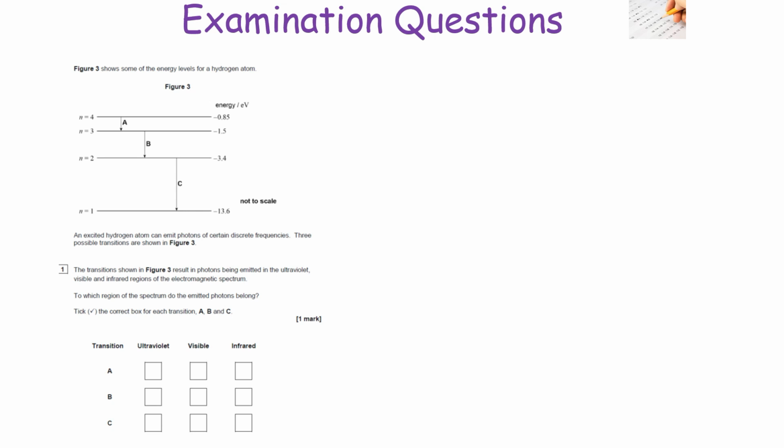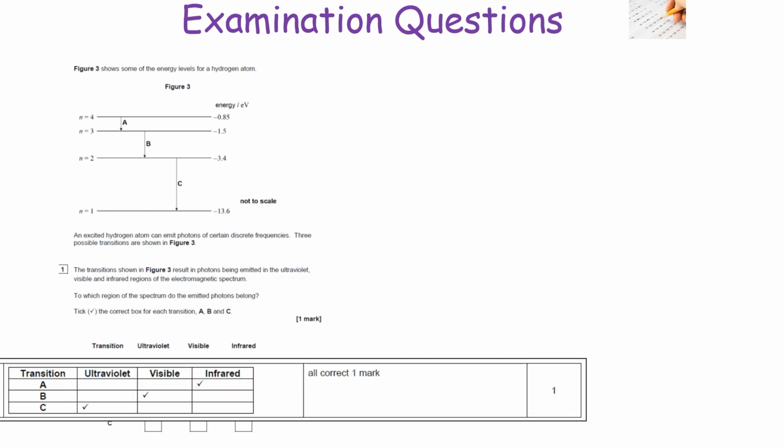Well, it's important that you can remember the different comparisons in energy of ultraviolet, visible and infrared. Now, ultraviolet has the shortest wavelength and highest frequency, so therefore has the highest energy, and the infrared has the longest wavelength and lowest frequency, so has the smallest amount of energy. So this tells us the ultraviolet must have the biggest transition, infrared must have the smallest transition, and therefore visible must be in the middle. So we can see that it's C for ultraviolet, B for visible, and A for infrared.